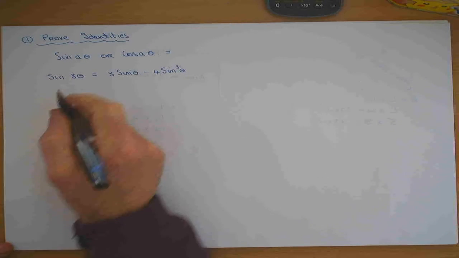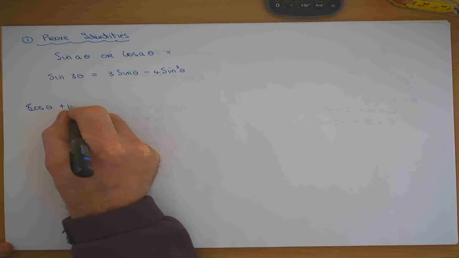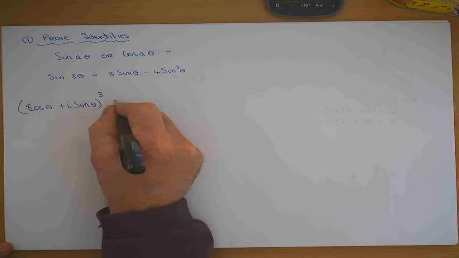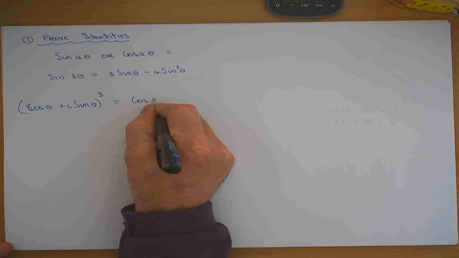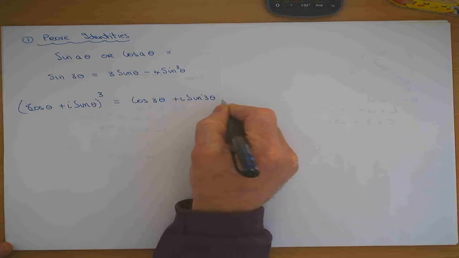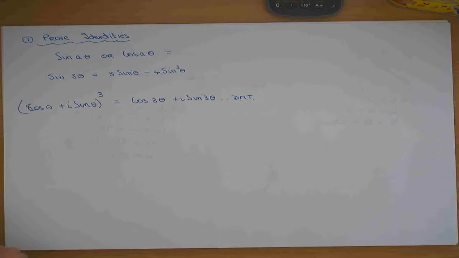Because it's 3 theta, you will say cosine theta plus iota sine theta, all cubed, is equal to cos 3 theta plus iota sine 3 theta. That's by using De Moivre's theorem. We good to go there?